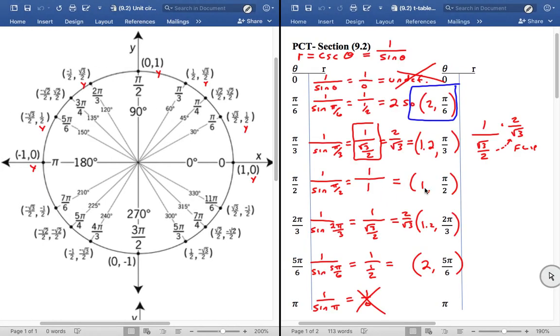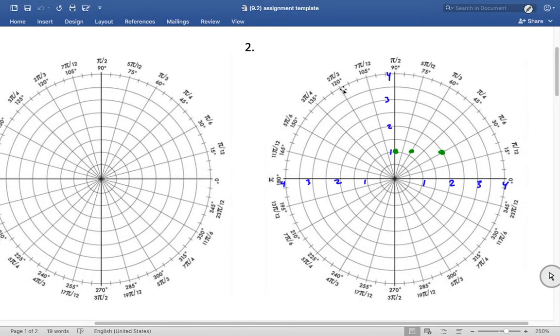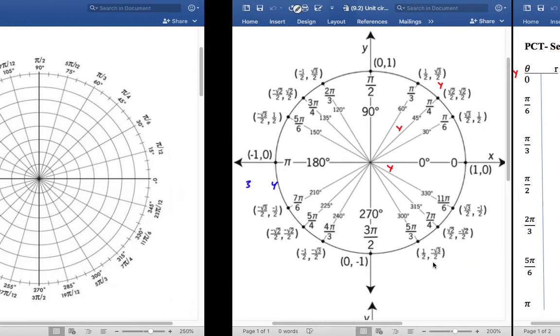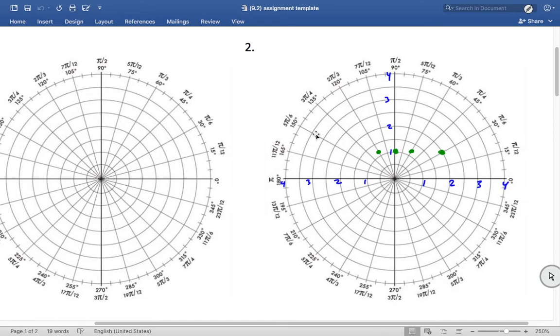Well, let's keep going. How about 1.2 comma 2/3 pi? I'm on the 2/3 line, and 1.2 is about right. Oh, I see what I have now. I see what we have. Yep. And then the last one. 2 comma 5 pi over 6.